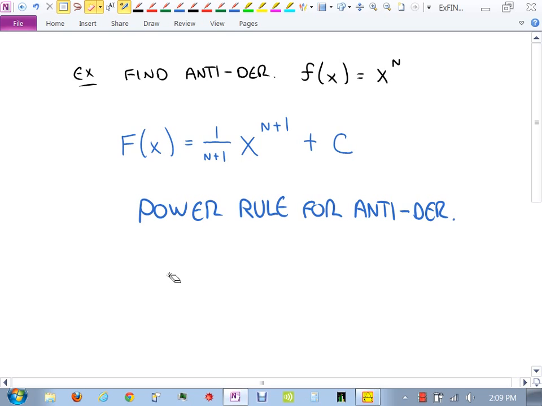Does anybody see a potential problem with this? There is a potential issue here. Go ahead. What's that? Yeah, well, yes. What would cause this thing to not work? What n would make this capital F of x be all messed up? If n was negative 1, right? What if n was negative 1? Then you would have 1 over 0, right, in your formula? So what we have to put on the end of this is if n is not equal to negative 1.